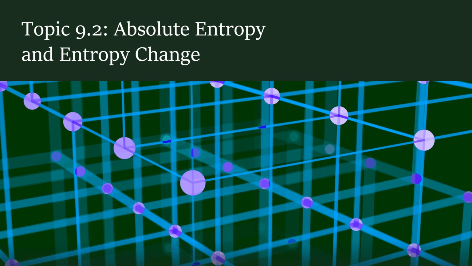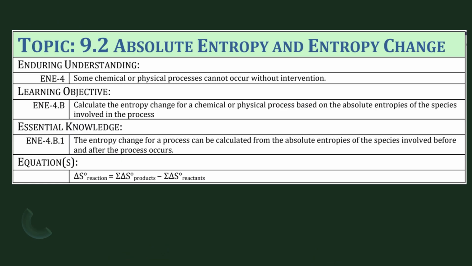This is topic 9.2, absolute entropy and entropy change. Learning objective: calculate the entropy change for a chemical or physical process based on the absolute entropies of the species involved in the process. So we have an equation we're going to be dealing with today, and we'll go over how to use it. For the most part, you'll see that it's actually fairly easy to use. So you should be happy with this one, because once you get the hang of it, it should make sense.